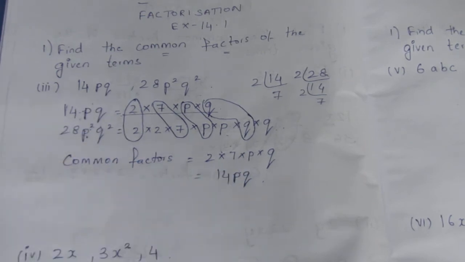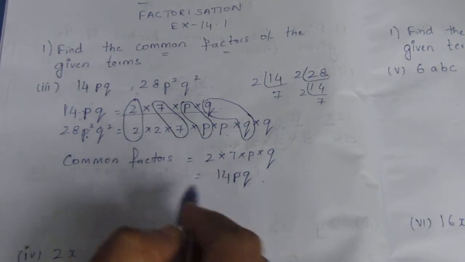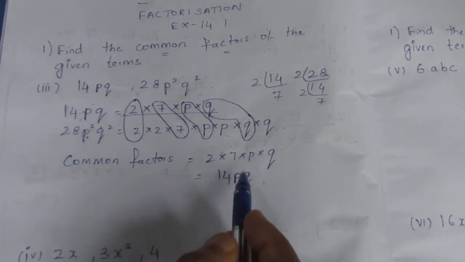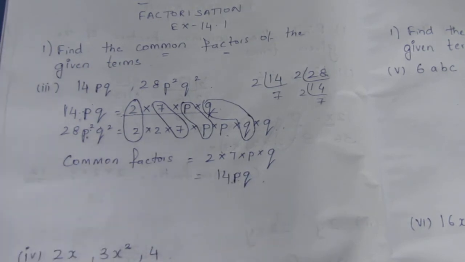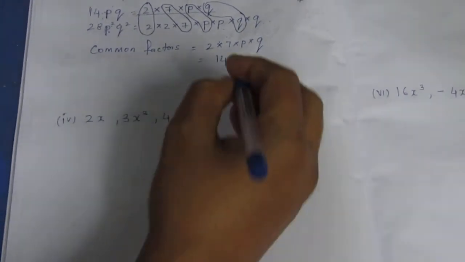So for the numbers, just put a round. For the variables, write the least power. Take the common variable, write the least powers. Now let us see the next question.